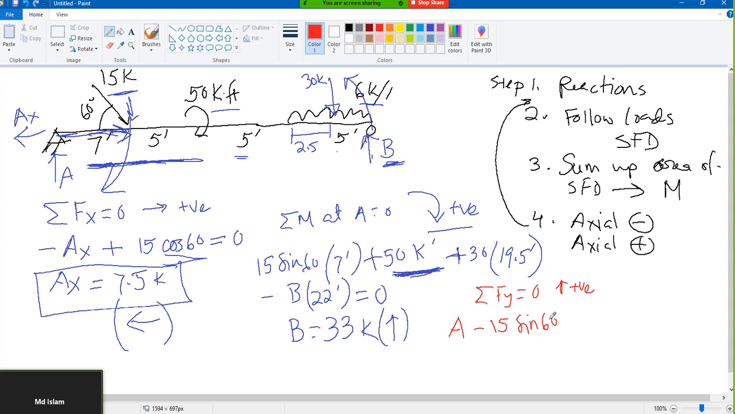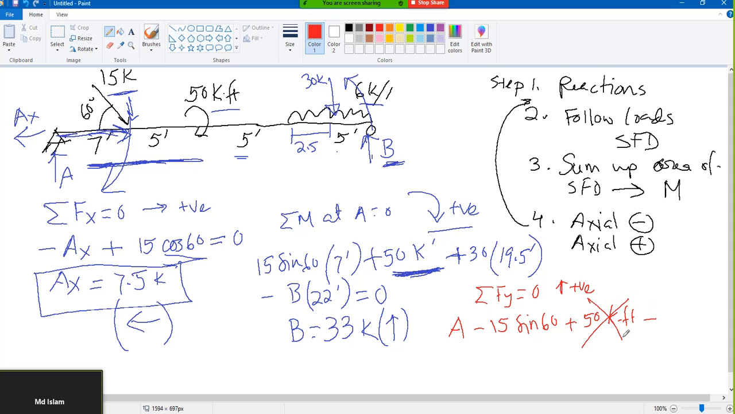When I count the goat, I will not count the sheep. So inside goats, if there is a sheep, no problem. When I count goat, I will just count goat, no sheep. So 50 kip feet is a moment. I am considering the force, so I will not consider it. Still I am writing here to confuse you. Do not consider this.